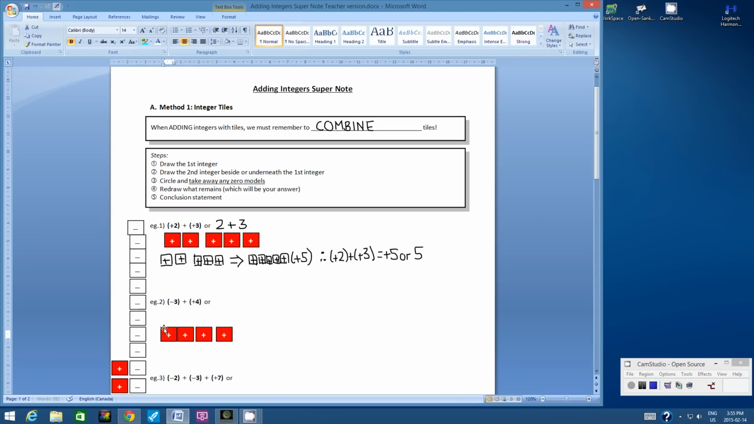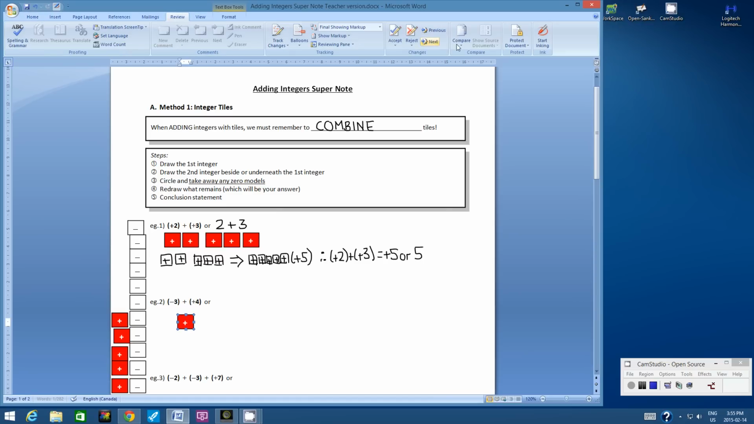Okay, so I'm going to just move these out of the way. It's going to take me a lot longer to do that than it will for you. So I've taken away 3 negative tiles and 3 positive tiles, 3 zero models. And then whatever remains is going to be our answer. So hopefully our answer is going to be +1.